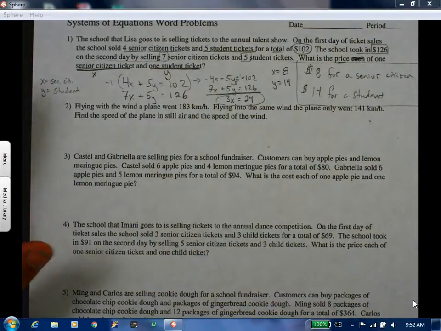Remember, I don't necessarily always want you just to be robots. I want you to be thinking about what these numbers represent.